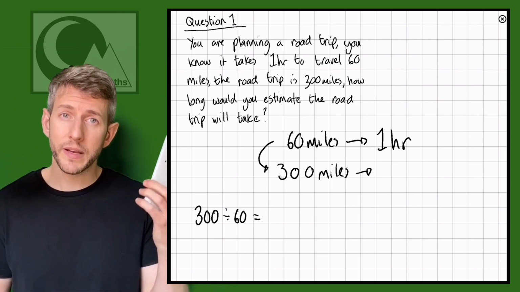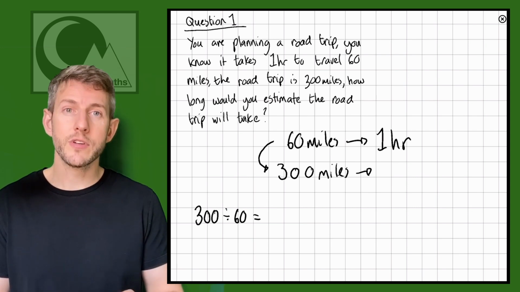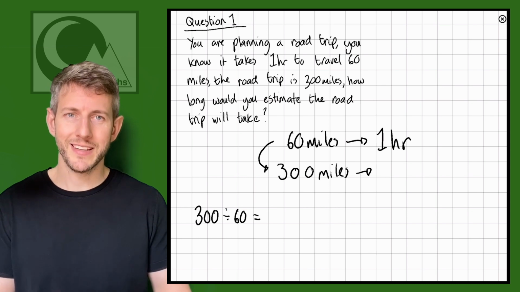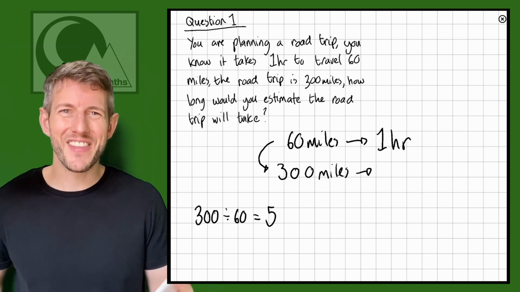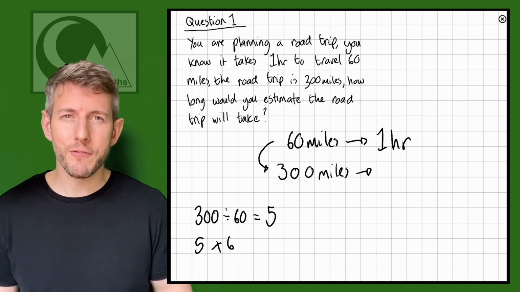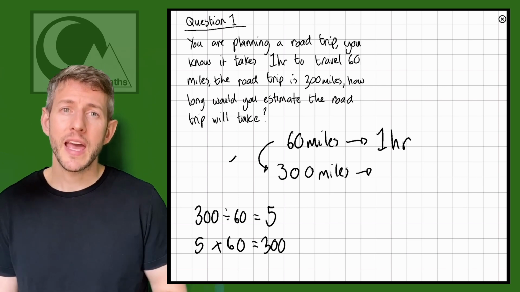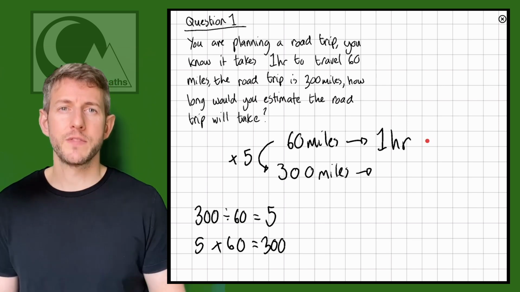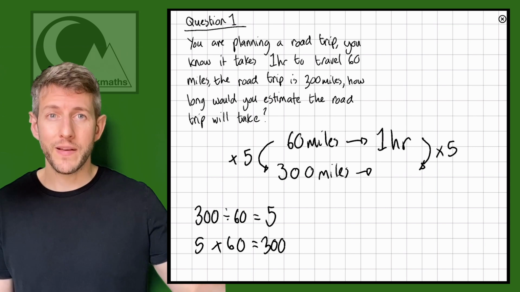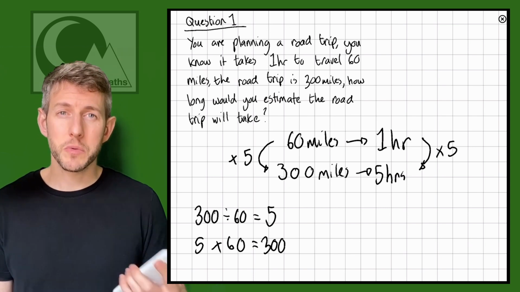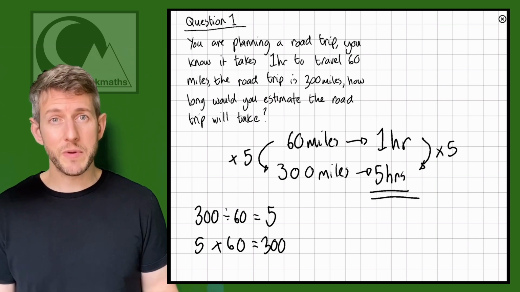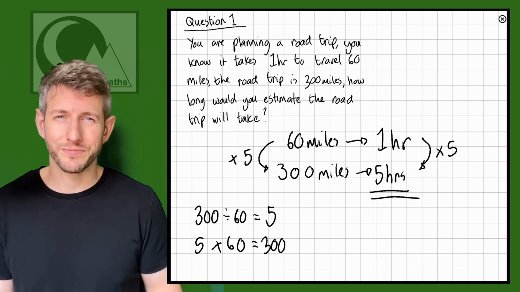So I'm going to do that on my calculator. 300 divided by 60 equals 5. So there we go. So I can see that that's 5 lots. Okay, so if I know that that's 5 lots of 60 miles, I know that's 5 lots of 1 hour. So I know that this journey should take me roughly 5 hours.